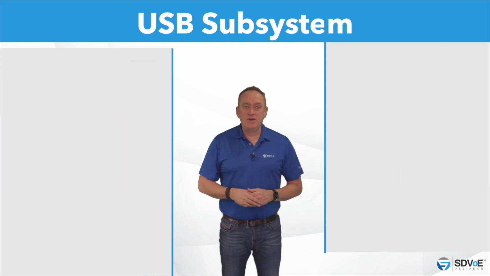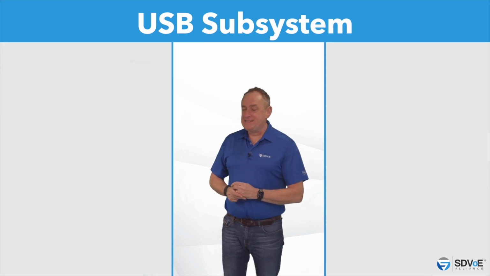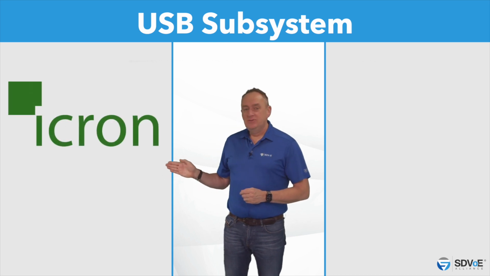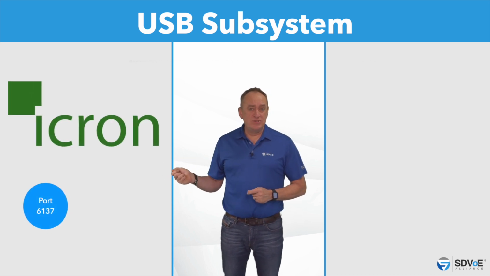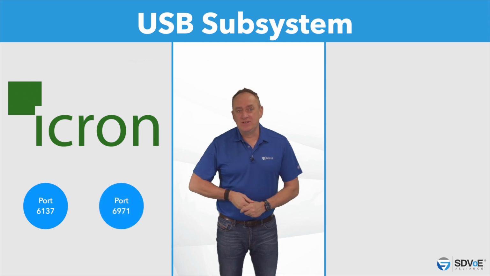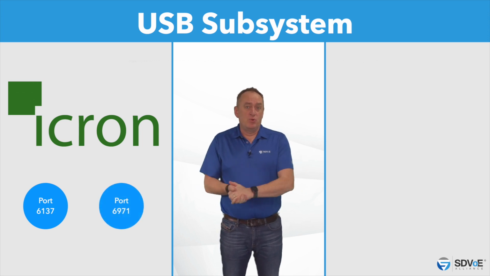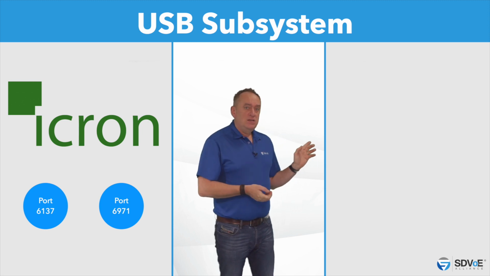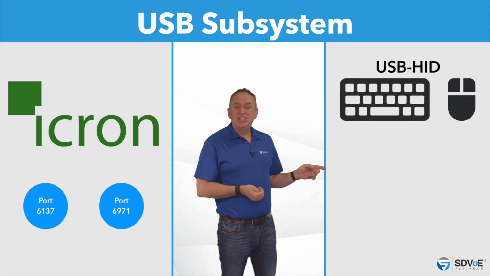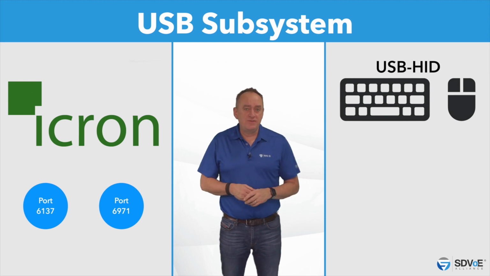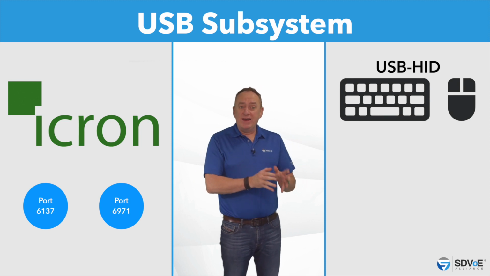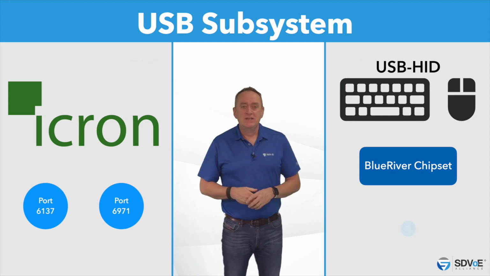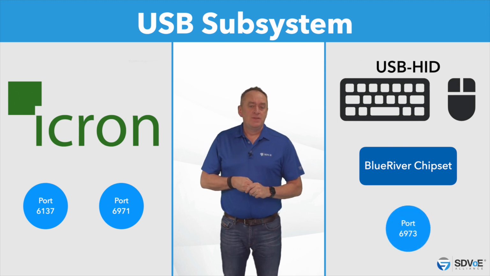There are two types of USB subsystems used by SDVoE endpoints. ICRON-based USB, which utilises ports 6137 and 6971 for unicast and broadcast device discovery and control, and USB HID, or Human Interface Device. Now, this is managed directly by the Blue River chipset, and it uses unicast traffic on port 6973.